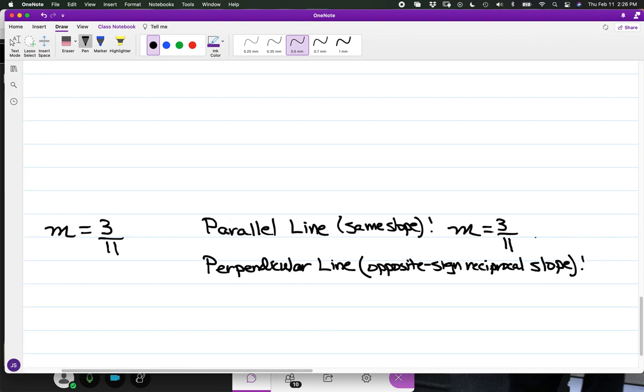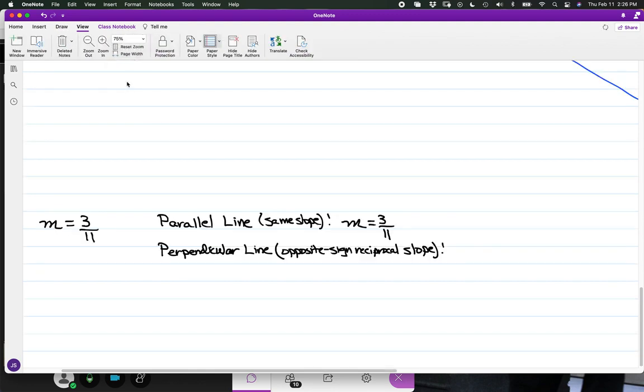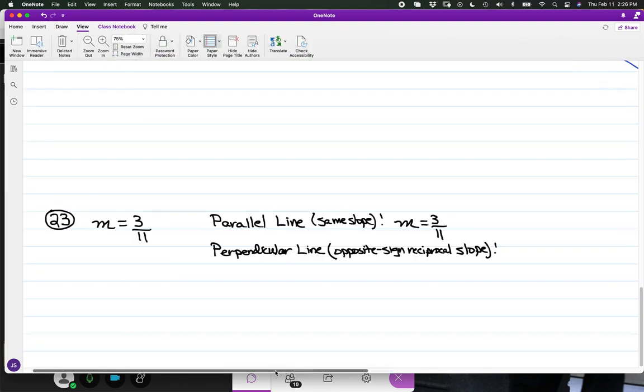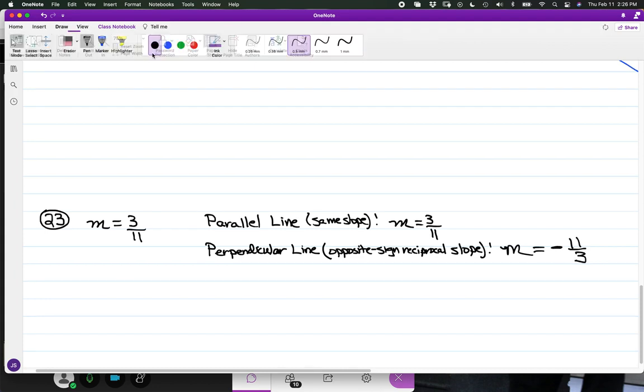Okay, so what this is going to mean here: you have opposite sign reciprocal slope, so that means the slope of the given line is 3/11, and if I take the opposite sign reciprocal of that value, that is going to be the slope of the perpendicular. So I'm going from a positive to a negative, and the reciprocal of 3/11 comes out to 11/3. So the slope of the perpendicular is going to be minus 11/3.